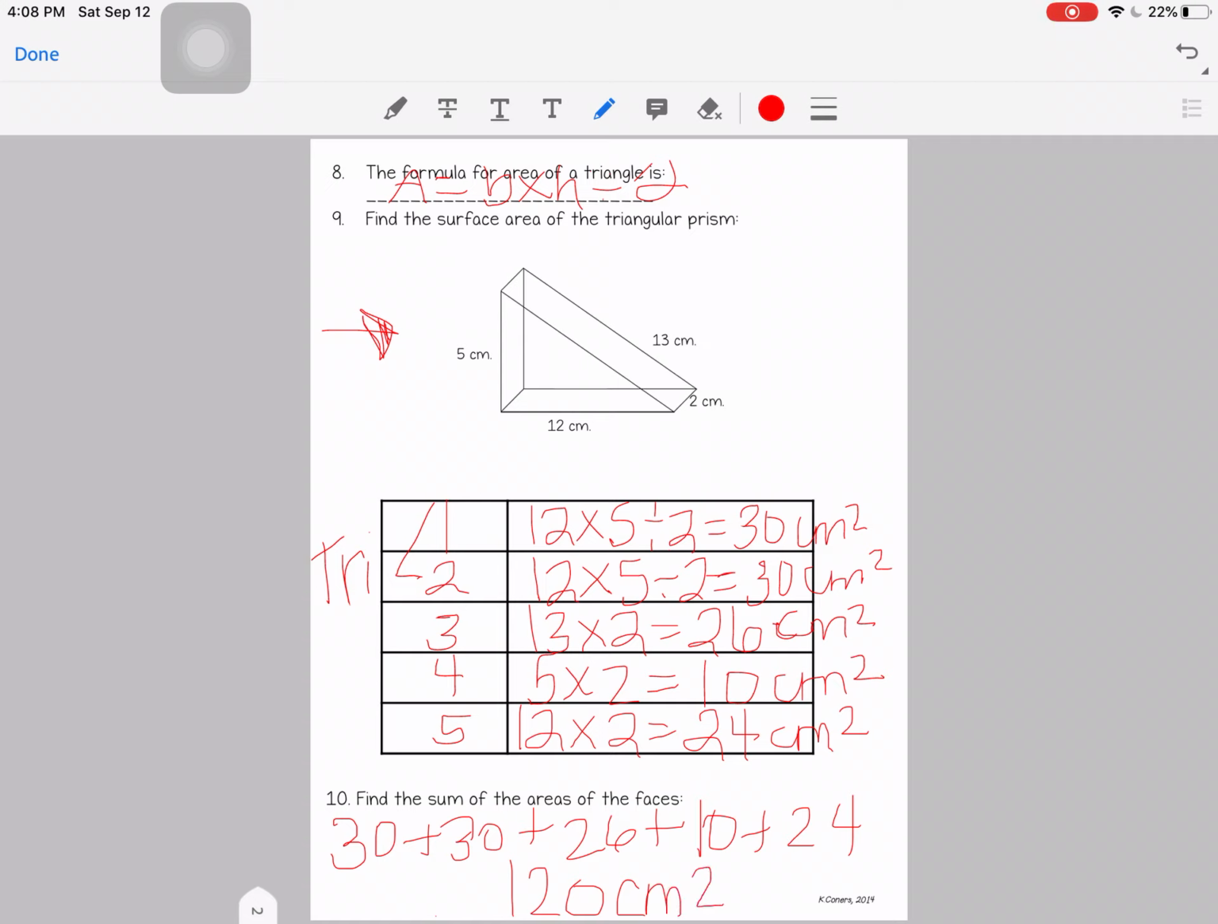So this is how you find the surface area of a triangular prism. You find the area of each face. You remember that you need to divide the triangles by 2. So you need to multiply, then divide the triangles by 2. Sides 3, 4, and 5 are rectangles, so we use the formula length times width to find the area of those. Then we add up all the sides to get our surface area.